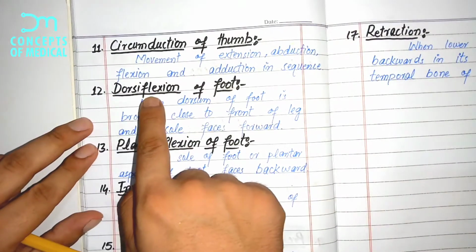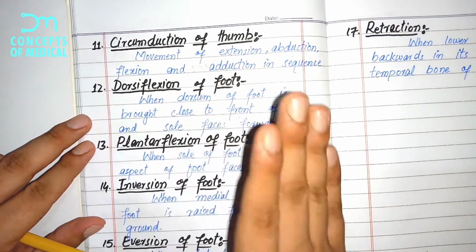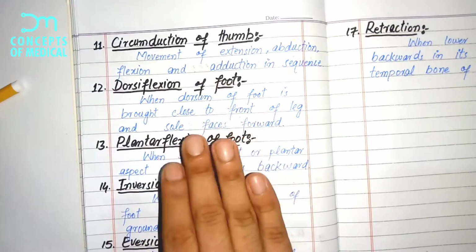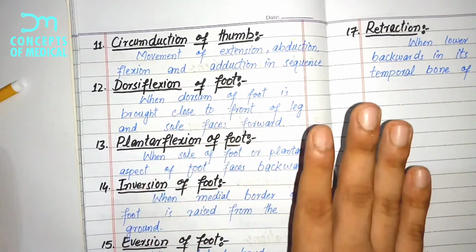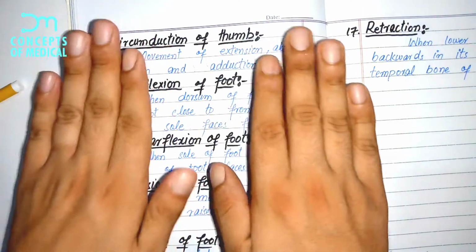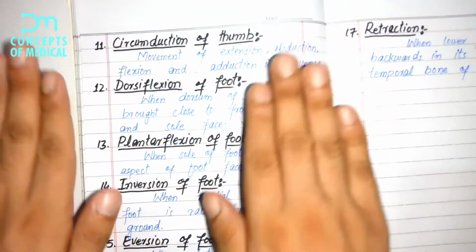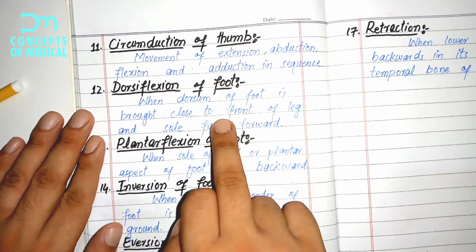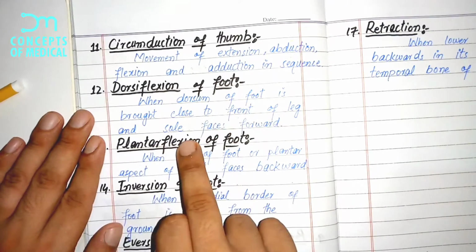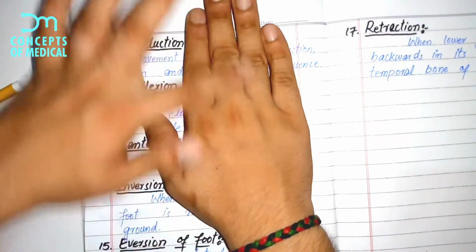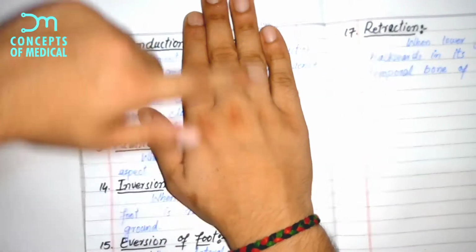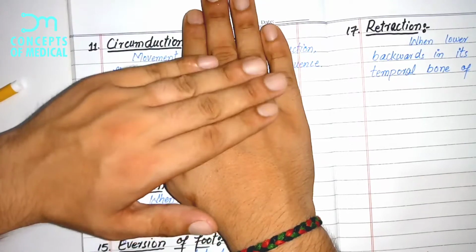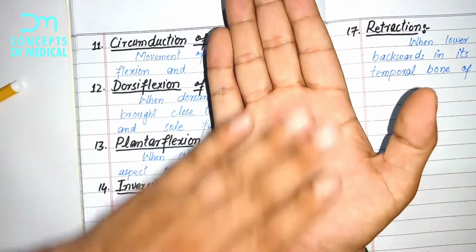So another term here is dorsiflexion of foot. These movements occur in our foot. I cannot show you my foot, so I'll use my hand as an example. Dorsiflexion is when the dorsum of the foot is brought close to the front of the leg and the sole faces forward. This is my dorsum of foot, and this is the sole of my foot.